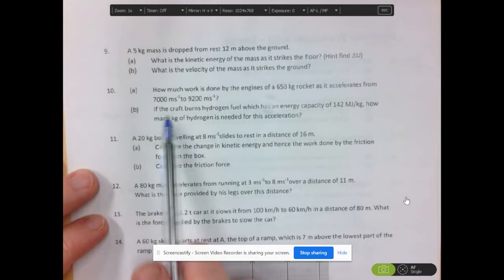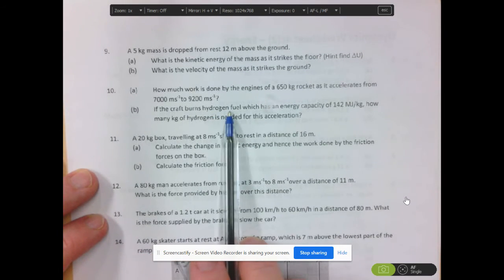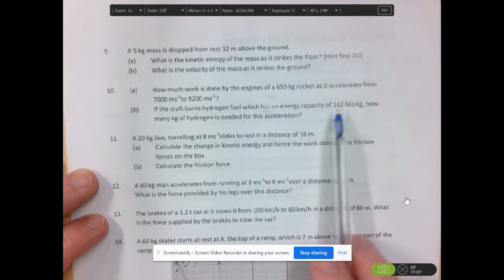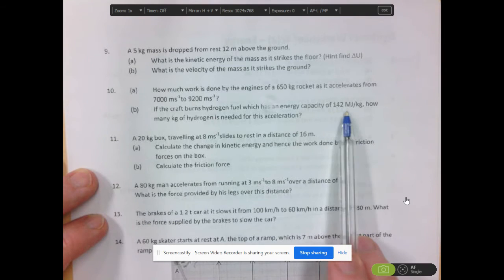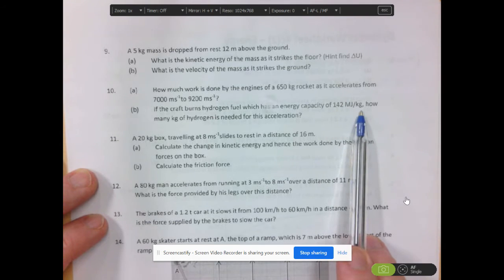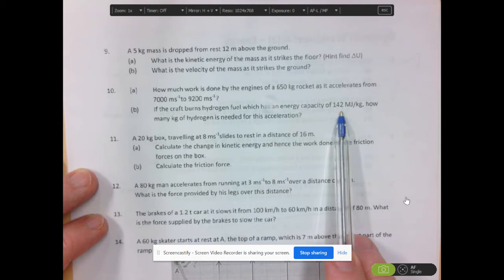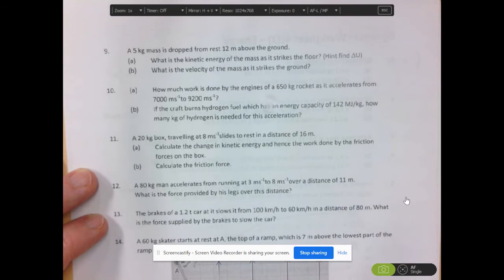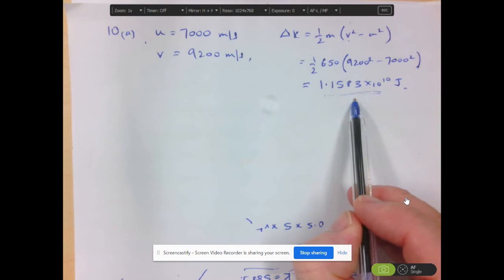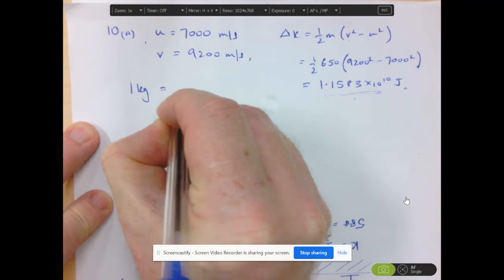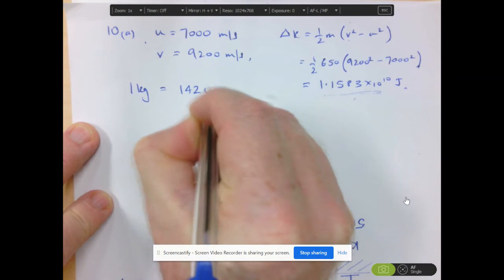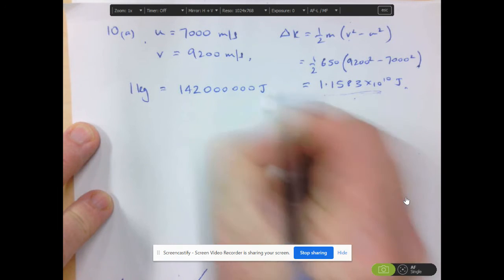We're burning hydrogen, so it says the second stage of the craft burns hydrogen fuel, and it has an energy capacity of 142 megajoules for every kilogram. So if I burn 1 kilogram of hydrogen, I get 142 million joules. So how many kilograms would I need to get this amount of energy? So 1 kilogram gives us 142 million joules of energy.